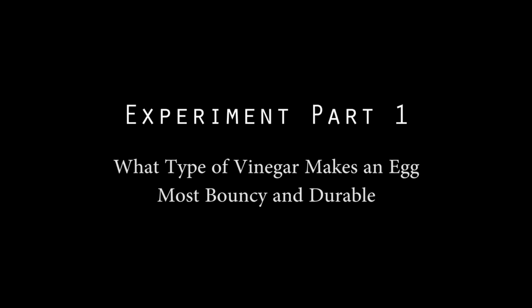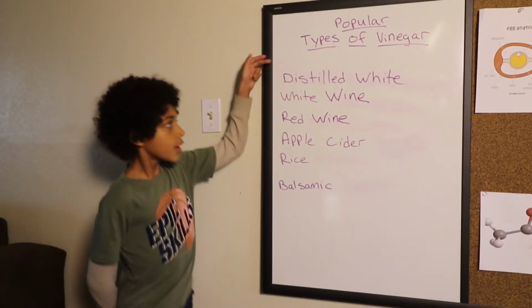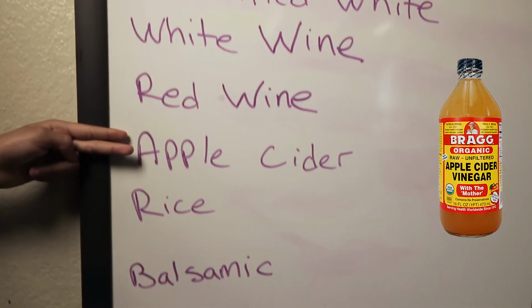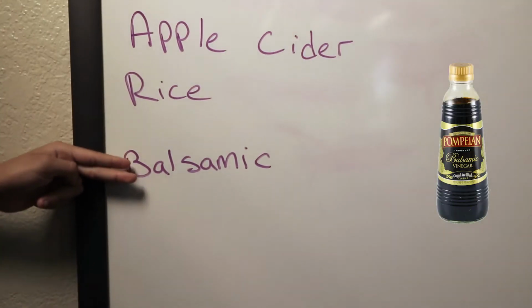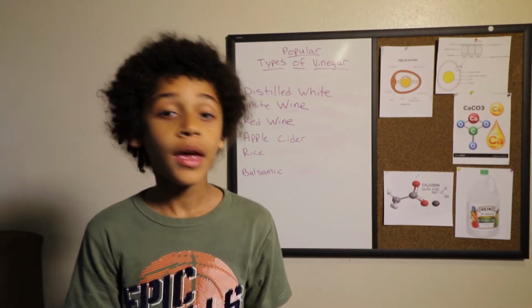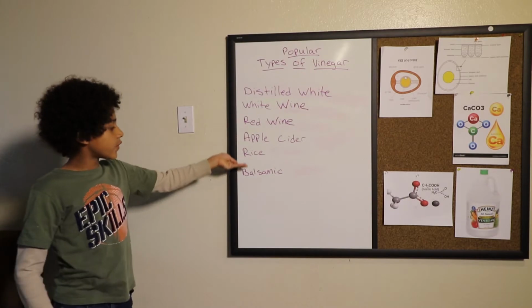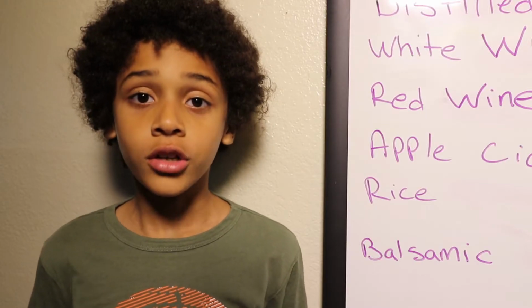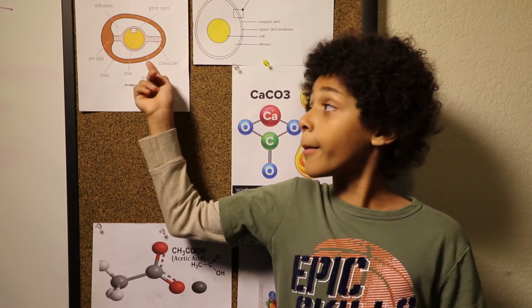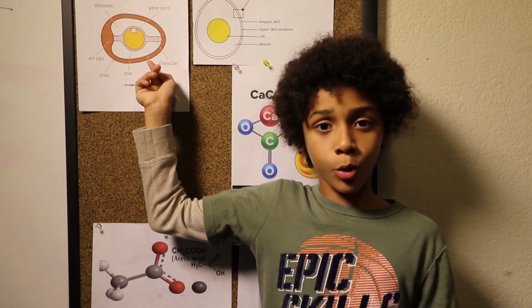There are 11 types of vinegar. The most popular 6 are distilled white, white wine, red wine, apple cider, rice, balsamic. For our first experiment, we're going to use each of these 6 vinegars. The goal is which kind of vinegar dissolves the eggshell the best, while leaving the membrane as strong as possible.